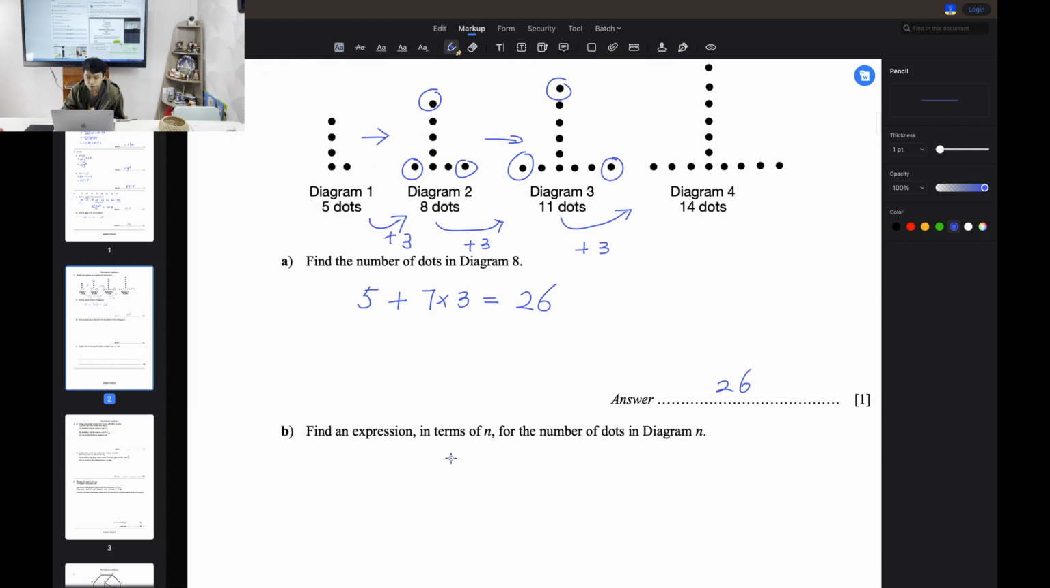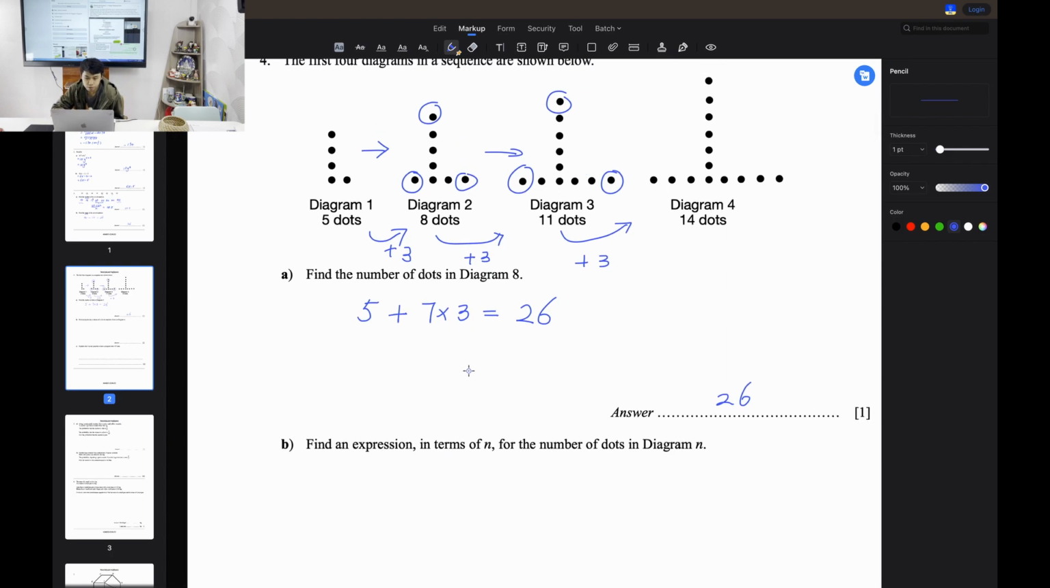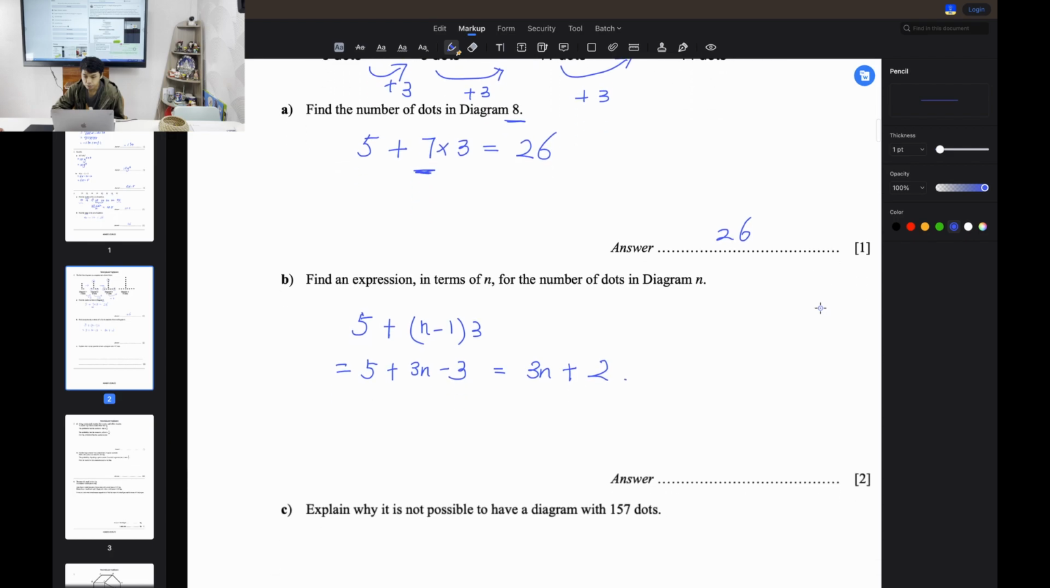Then find an expression in terms of n for the number of dots in diagram n. Basically we just have to change this. In diagram 8, we used 7 multiplied by 3, because you jump 7 times from the first diagram to diagram 8. So what we need is 5 plus n minus 1 times 3. Then we simplify this: 5 plus 3n minus 3 equals 3n plus 2. 2 marks, 3n plus 2.